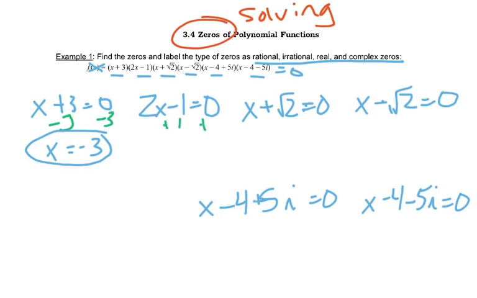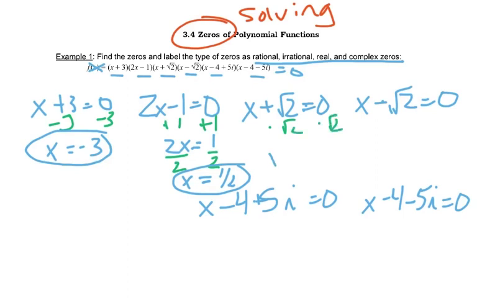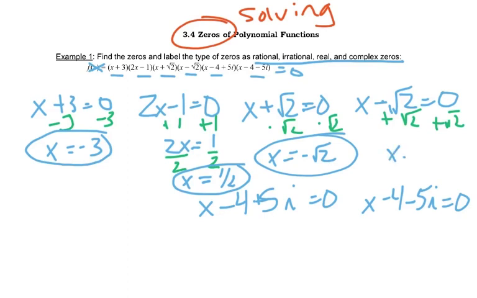The next one we'll add 1. That gives me 2x equals 1. And then we'll divide by 2. So x equals 1/2. From the next one, we'll subtract square root of 2. We get x equals negative square root of 2 is an answer. Here we'll add square root of 2. So we get x equals the positive square root of 2.